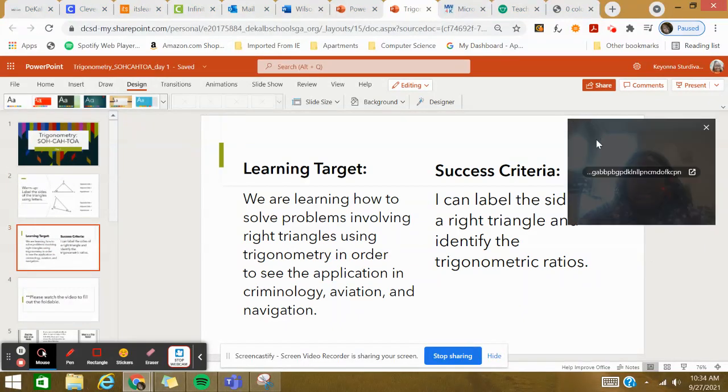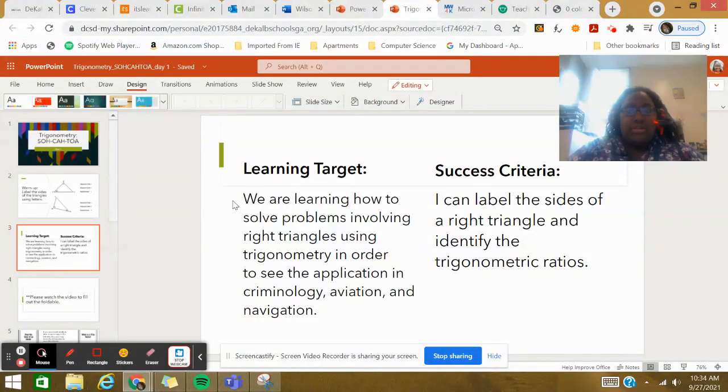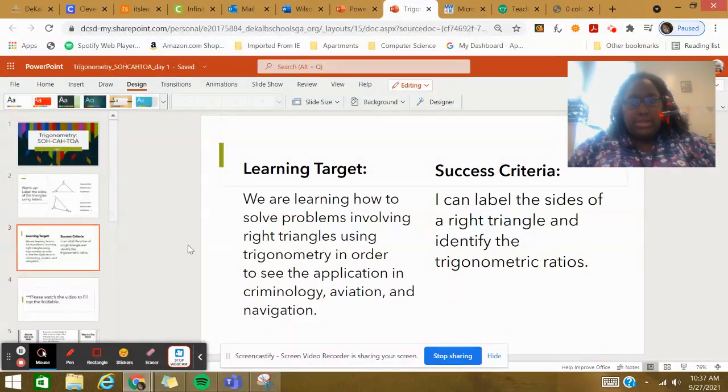So it says that our learning target, I'm trying to move the camera, I'm sorry. Our learning target is we are learning how to solve problems involving right triangles using trigonometry in order to see the application in criminology, aviation, and navigation. The success criteria is: I can label the sides of a triangle and I can identify the trigonometric ratios. So you should be copying this down in your opening sheet. Okay, so again, you should have copied the learning target and success criteria down in your opening sheet.